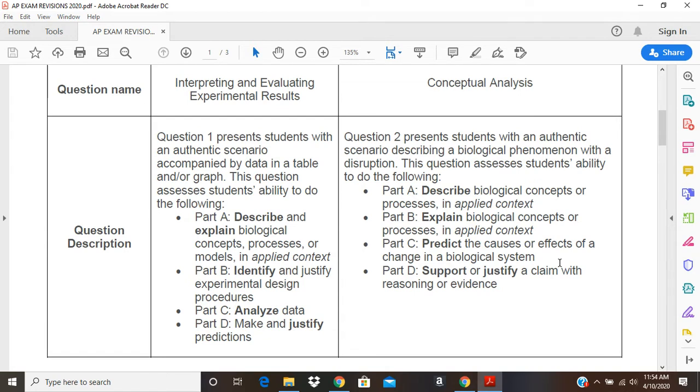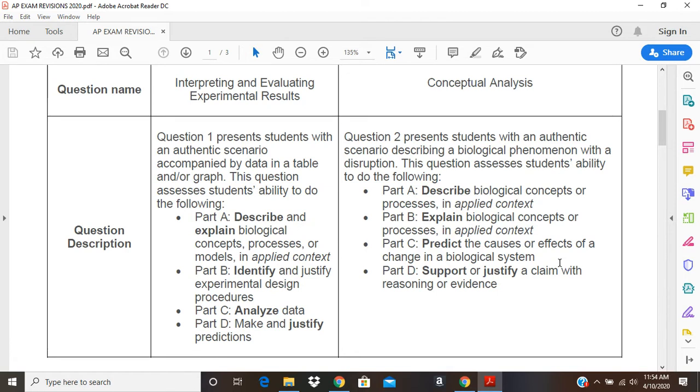There's going to be some kind of analysis of the data. It could be really simple. It could just be comparing two things. It could be using the information in the graph to come up with a summary of what happened in the experiment. And then the last piece is they want you to make a prediction and justify it. And your justification, your reasoning for the prediction is going to come from what's given to you in the data set. Question two will give you another authentic scenario, but in a shorter context.